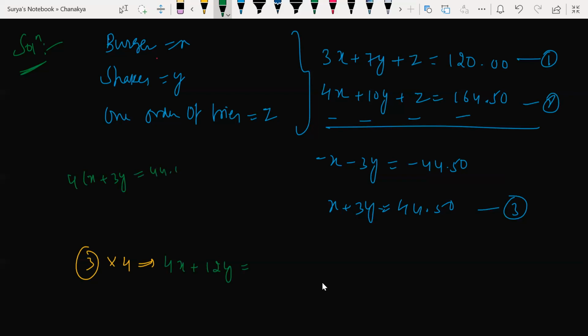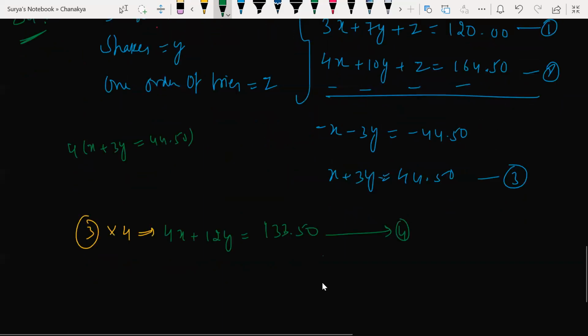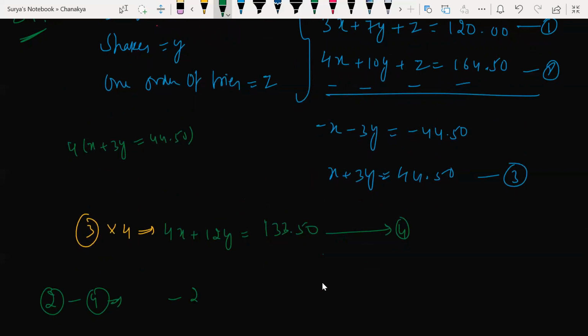X plus 3Y is equal to 44.50. So 44.5, 44 and a half. So 120, 133, correct? 133.50. So let's take this as the fourth equation. Now 2 minus 4, 4 will be getting cancelled. So minus 2y. And how much you get, beta?